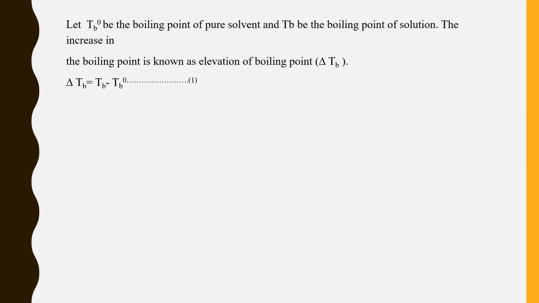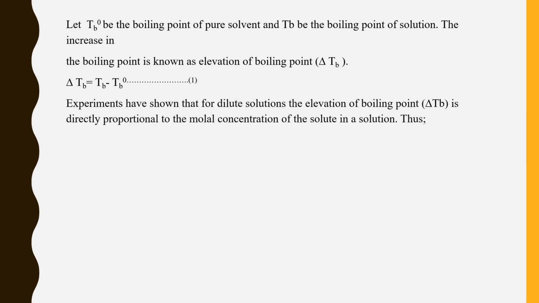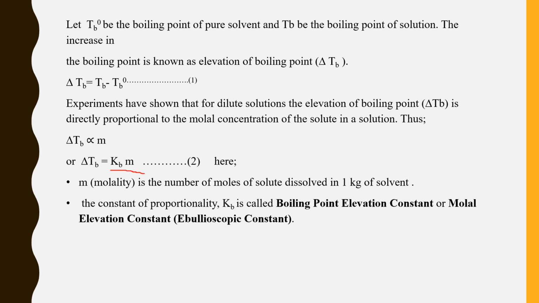As experiments show, for dilute solutions, the elevation of boiling point delta TB is directly proportional to the molar concentration of the solute in solution. Thus, delta TB will be directly proportional to molality. So, on removing the proportionality sign, we get a constant: delta TB will be equal to Kb into molality. And here it is a constant, and that constant is known as boiling point elevation constant.